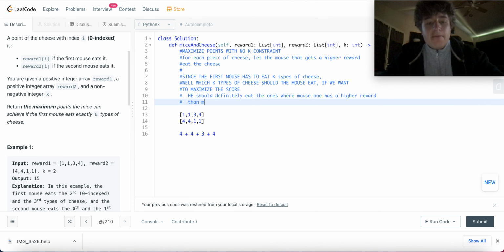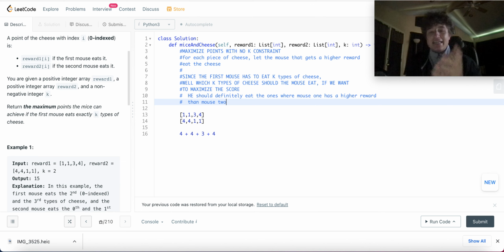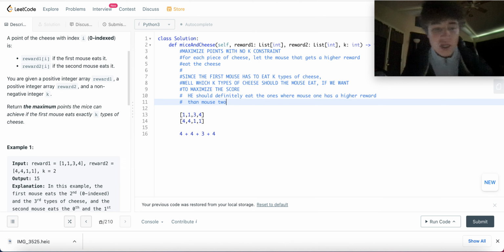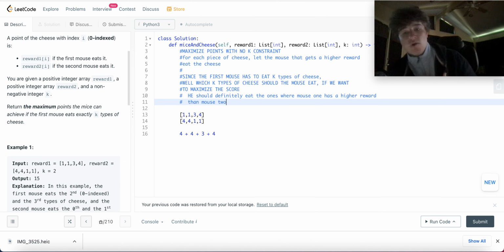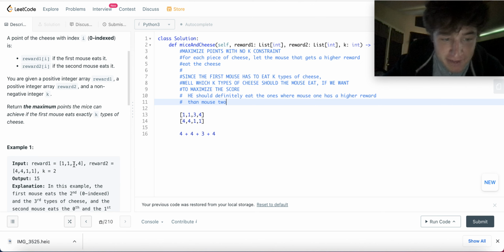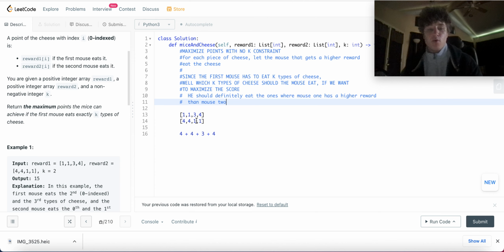Right? Because, right, mouse one should definitely eat the pieces of cheese where he gets more than mouse two, right? Because he's getting more, it's going to add more to our reward if we choose those pieces of cheese. If we have K equals two, then mouse one should definitely eat cheese three and cheese four, right? Because otherwise we're leaving stuff on the table.